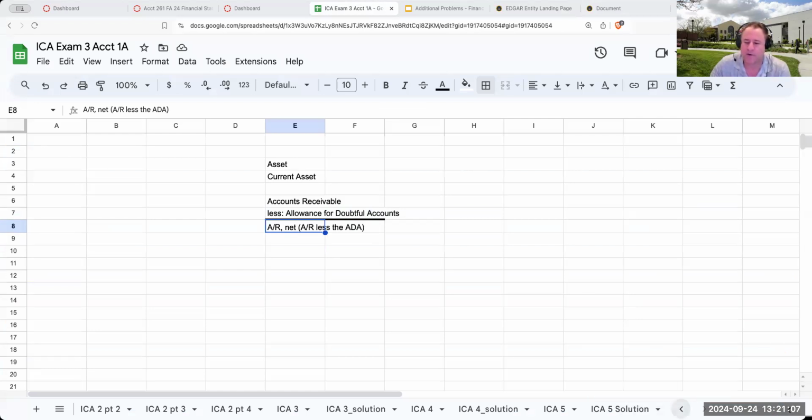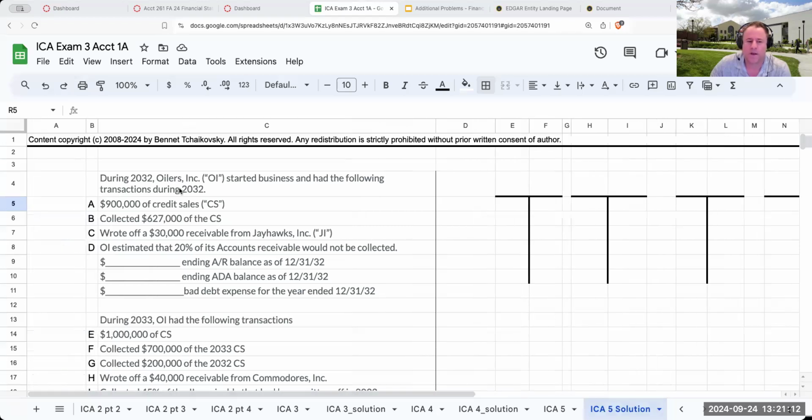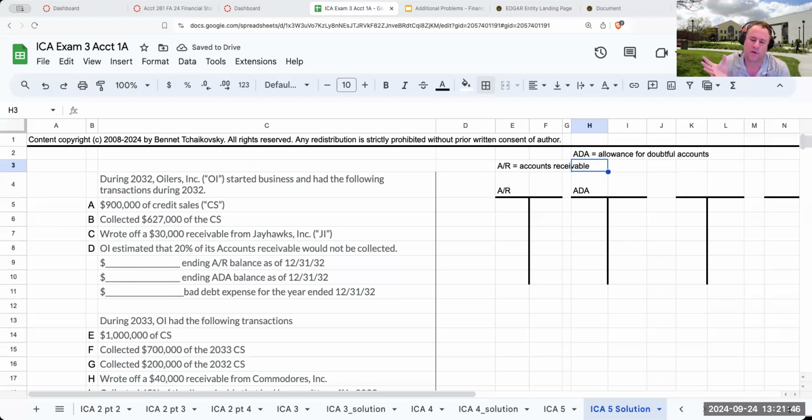So coming back over here to this question. We have the following transactions. The only two accounts I'm really going to be concerned about for this are accounts receivable, or AR, and the allowance for doubtful accounts, or ADA. So AR is equal to accounts receivable. ADA is the allowance for doubtful accounts. These are the only two I'm really concerned with.